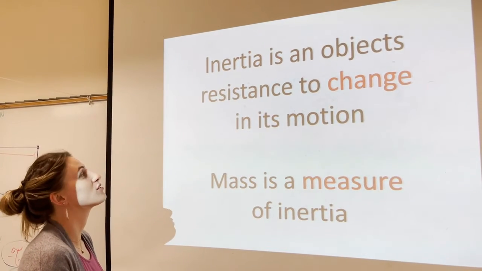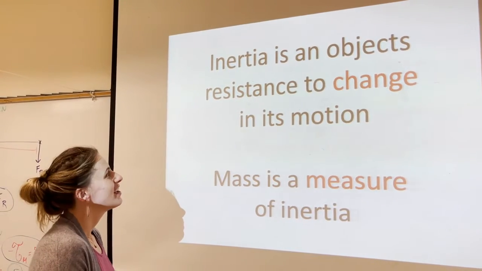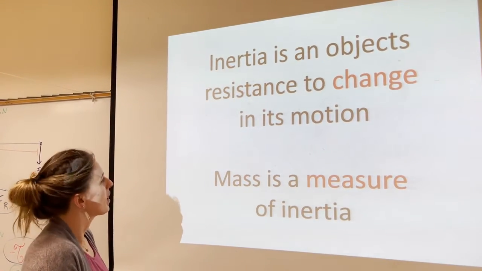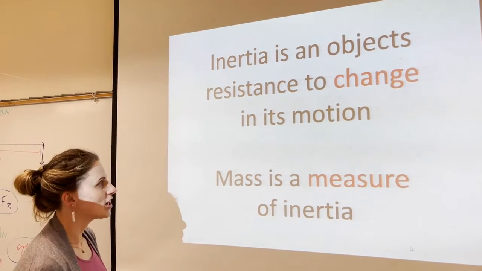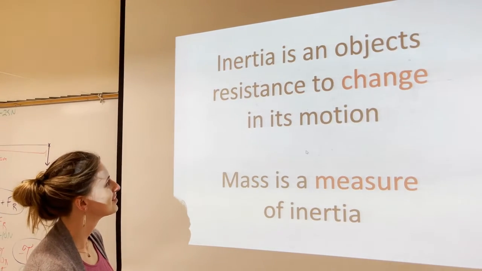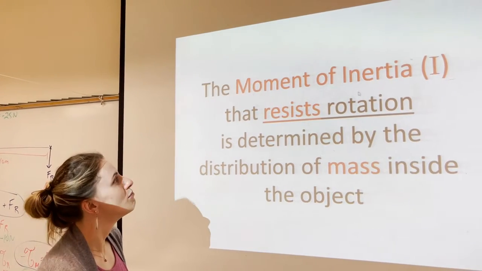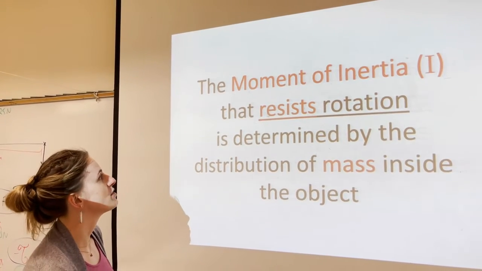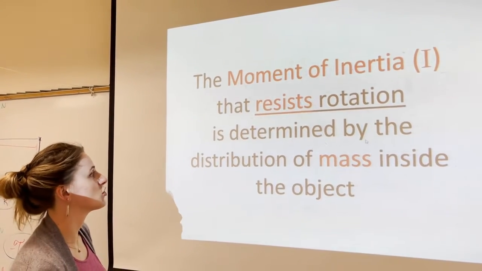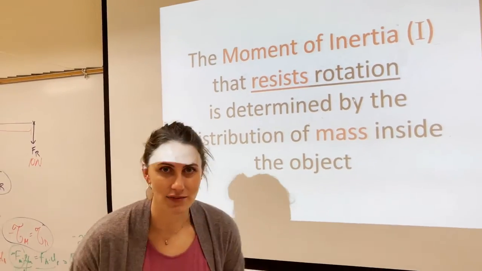Inertia is an object's resistance to change in its motion. Remember inertia? Mass is a measure of inertia. As Bill Nye says, inertia is a property of matter. Everyone just memorizes that, and I'm like, what does that actually mean? The moment of inertia that resists rotation is determined by the distribution of mass inside of the object.